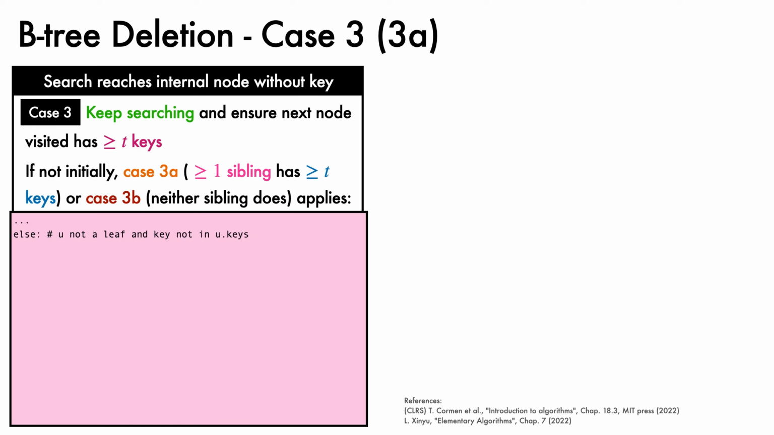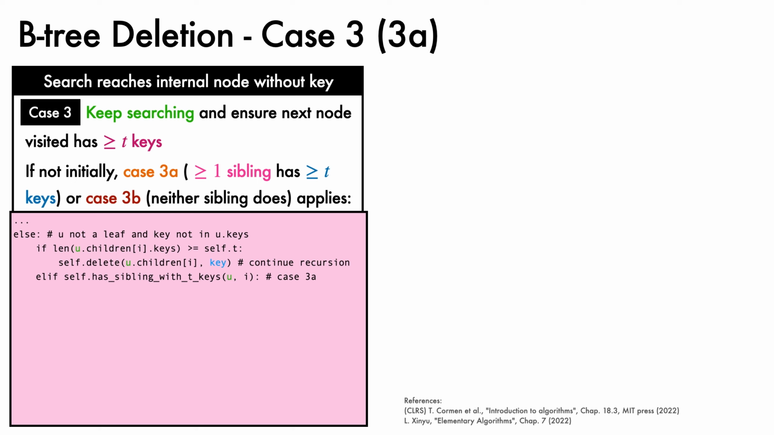Continuing our delete function and coming to the case when u is an internal node and does not contain the target key, we first check if the node that we will descend into next in our search has at least t keys. If it does, we simply call delete on this node and continue our recursion. If not, then we first handle case 3a, in which at least one of the ith child's siblings has at least t keys. We use a simple helper function to work out which sibling has at least t keys, and assign the index to j.